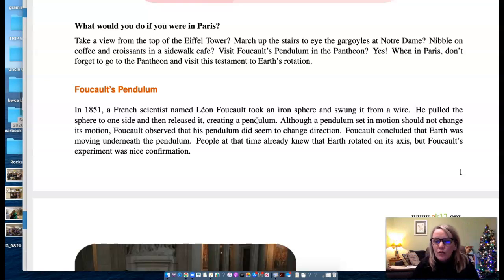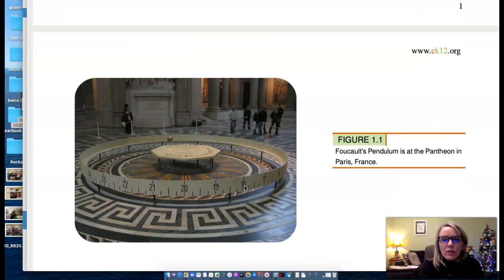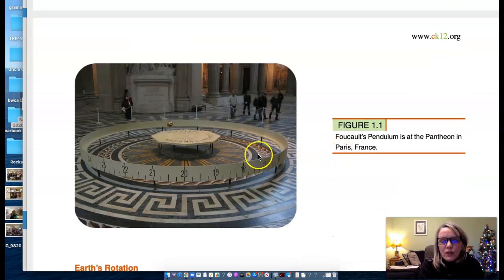Well, we know Newton's laws say that an object in motion will stay in motion until an equal or opposite force acts against it, right? So a pendulum should continue swinging along the same plane unless something bumps it to make it move in a different way, right? Well, nothing bumped it, but it appeared that it was swinging out at a different angle. And what he realized was that it is the Earth that is moving underneath that pendulum, that is rotating underneath that pendulum. And so now we have Foucault's pendulum in the Pantheon in Paris, France.